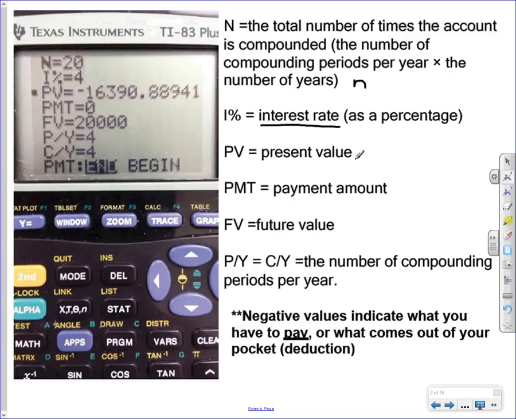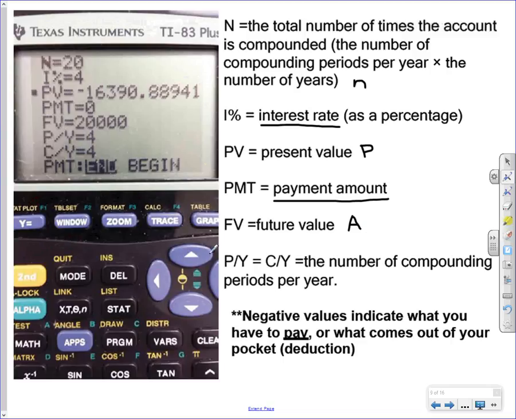PV is the present value, so that's like our principal, same thing as our P. PMT is the payment amount. That's really only going to be necessary later on when we do mortgages or car payments or something like that. Right now we're not really talking about payments very much, but that'll come into play later. So for now we just leave that at 0. And then future value. Our future value is actually our A that we use in our formula, and that's the future amount of the loan.